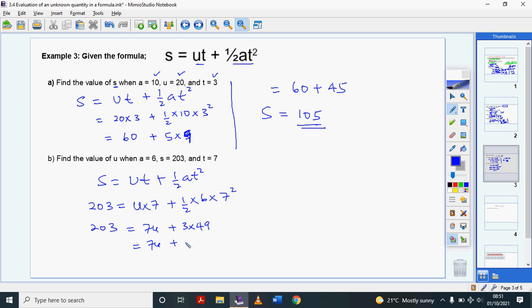This is 7u plus 147 is equal to 203. Subtract 147, subtract 147. 203 minus 147 is, calculator, old brain, 203 minus 147 is 56, is equal to 7u, and when I divide both sides by 7, I end up with u is equal to 8. So yeah, that's how you do questions like this.